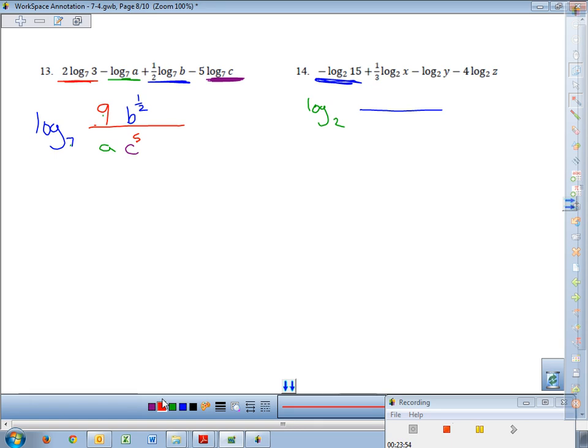See, a lot of people assume the first one listed is always upstairs. It's about the sign in front of it. He's downstairs. So that's really a 15 down there. This is upstairs. That's x to the 1/3. This is y down there. And this is z to the 4th downstairs. We're all good with that?